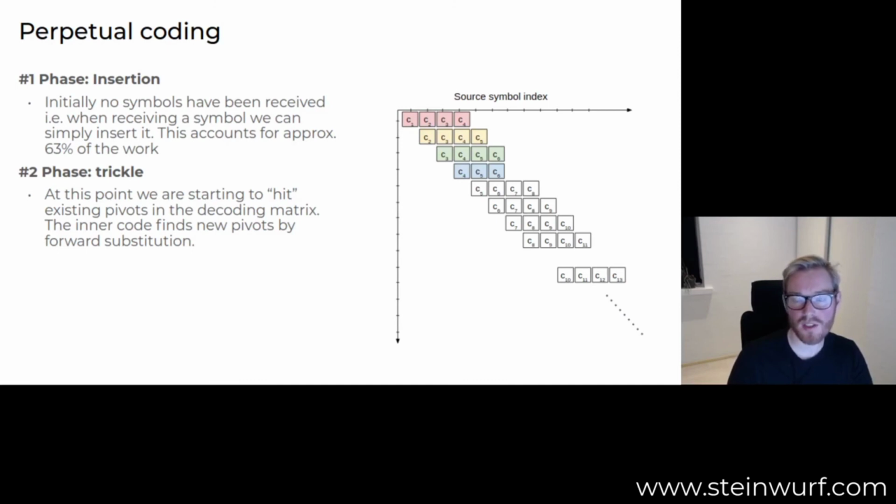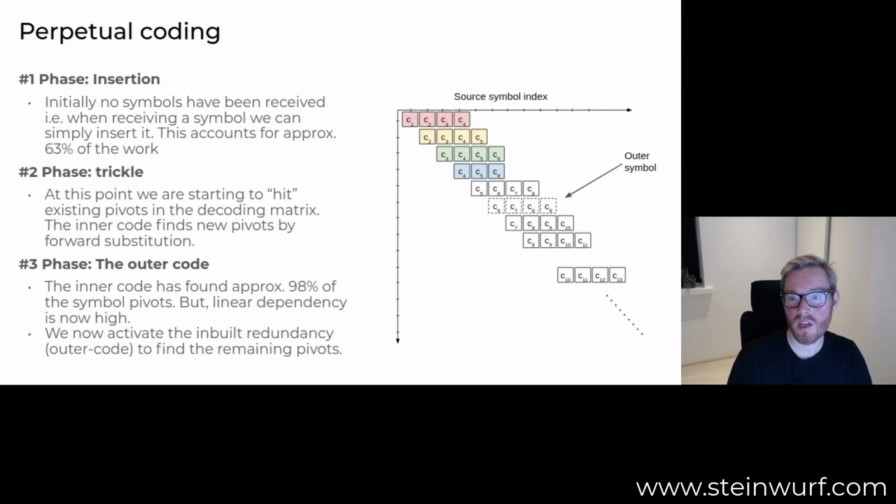And at this point, the trickling starts to be computationally expensive. So finding the empty gaps means that the equations have to trickle very far, and this is becoming computationally expensive. So what we're doing there is that this is the place where we are activating our outer code.